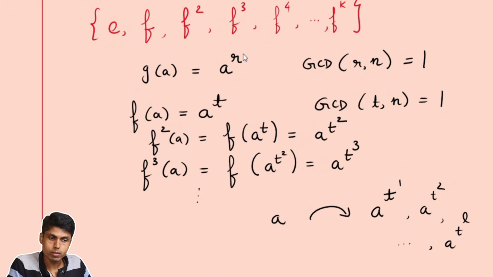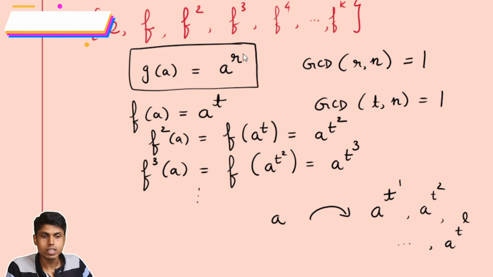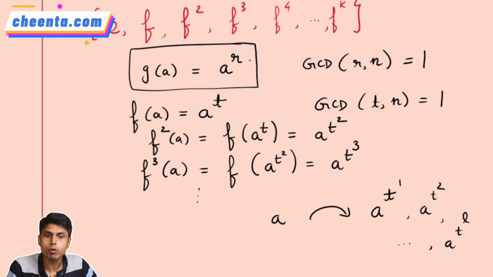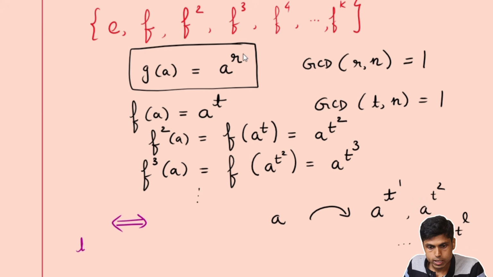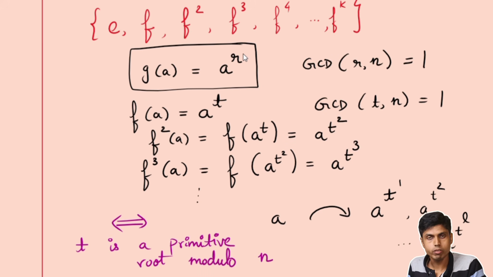This should generate all the coprime powers of a to n, coprime to n, I mean, like this. It should generate all possible g of a. But this is only possible if you have a primitive root modulo n. So this is possible if and only if t is a primitive root modulo n. Because only primitive roots, when raised to higher powers, can generate all the coprime numbers less than n.